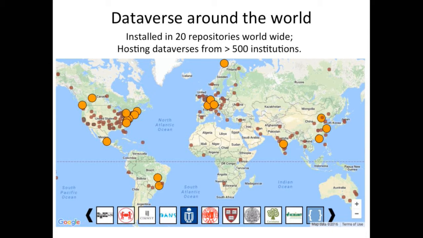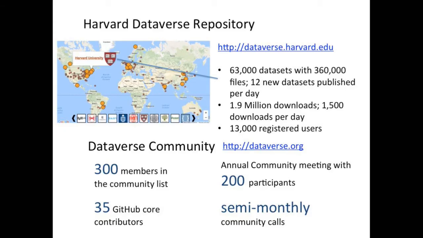Those 20 sites provide altogether Dataverses, the containers of data sets, to more than 500 institutions, either universities or organizations that want to make the data, again, accessible to others. Within that, the Harvard Dataverse is one of those sites or installations. It has already collected more than 60,000 data sets.